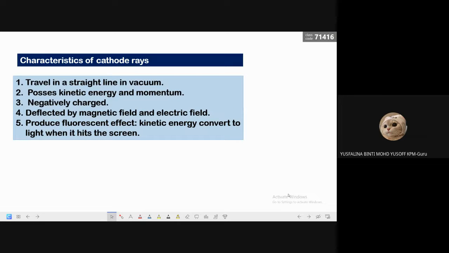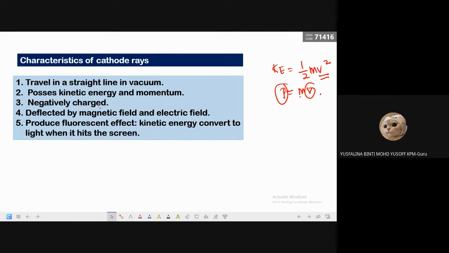Cathode rays travel in a straight line in vacuum, and possess kinetic energy or momentum. When there is kinetic energy, it means they have a velocity v, because kinetic energy is half mv squared. Once they have a velocity, they have momentum, because momentum is mv. So they possess kinetic energy and momentum because they have velocity. And this is a negative charge.